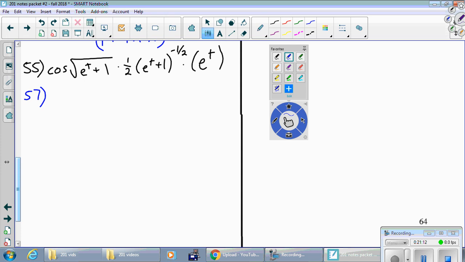Okay, 57. Oh my goodness, look at how easy that one is. Just a polynomial, so 18x squared plus 8x minus 2. 59.